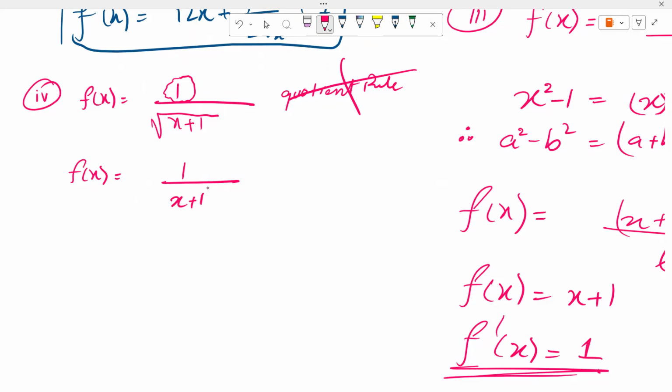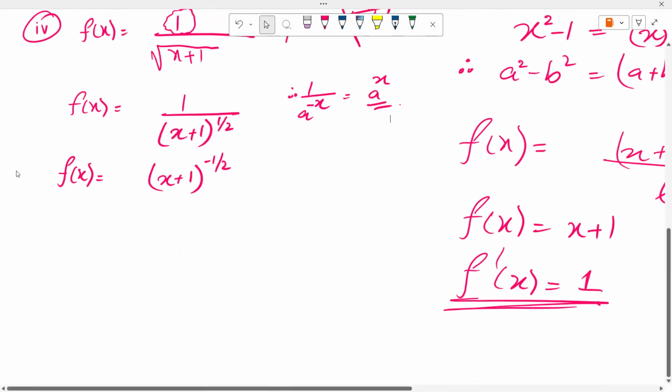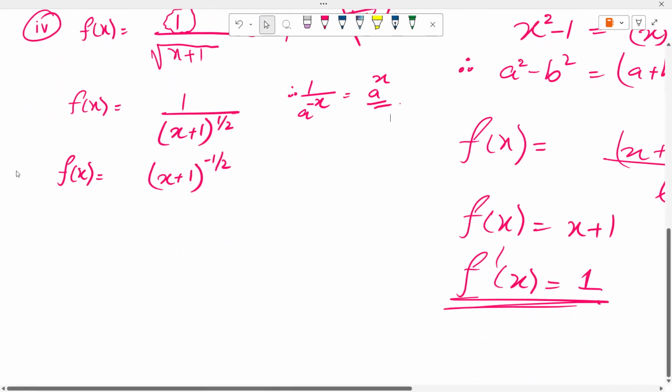Rather, I'll look for some other way, and I can write my function in this way. If 1 upon a raised to the power minus x, I can write this as a raised to the power of x. I can take the reciprocal, but then I'll turn the negative power into positive, right? And vice versa. If it's a negative power, it'll get positive, and if it's a positive power, it'll get negative.